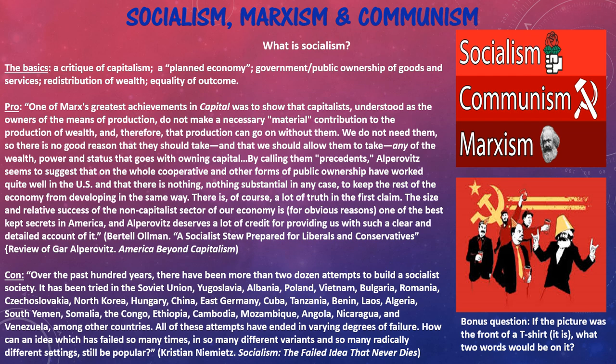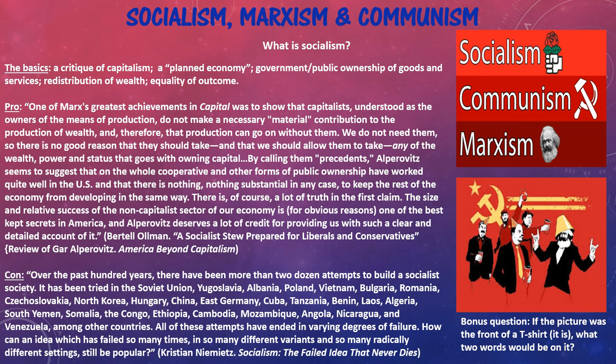By calling them precedents, Alperovitz, the guy whose book he's reviewing, seems to suggest that on the whole, cooperative and other forms of public ownership have worked quite well in the U.S., and that there is nothing substantial in any case to keep the rest of the economy from developing in the same way, which means away from competitive capitalism to a more cooperative, non-capitalist system. There is, of course, a lot of truth in the first claim. The size and relative success of the non-capitalist sector of our economy, he means co-ops and things like that, is, for obvious reasons, one of the best kept secrets in America. And Alperovitz deserves a lot of credit for providing us with such a clear and detailed account of it. So this comes from a pro-Marxist, because he is a Marxist professor who teaches Marxist thought, but certainly is an avowed socialist and Marxist.